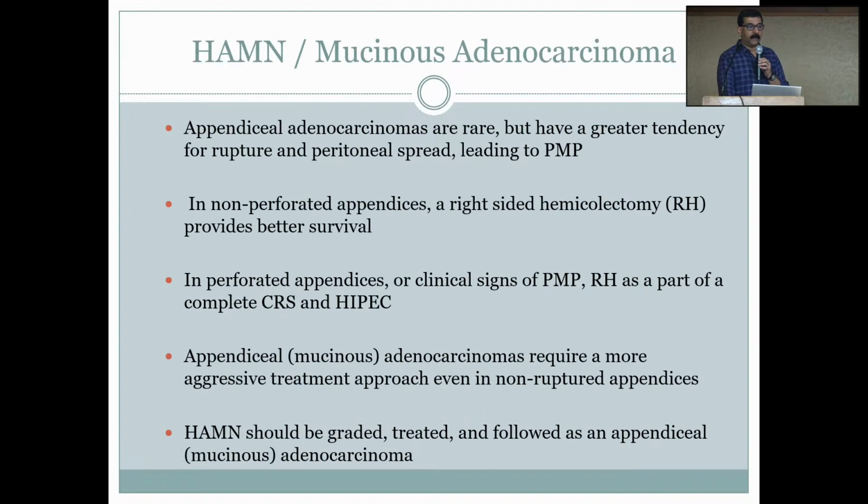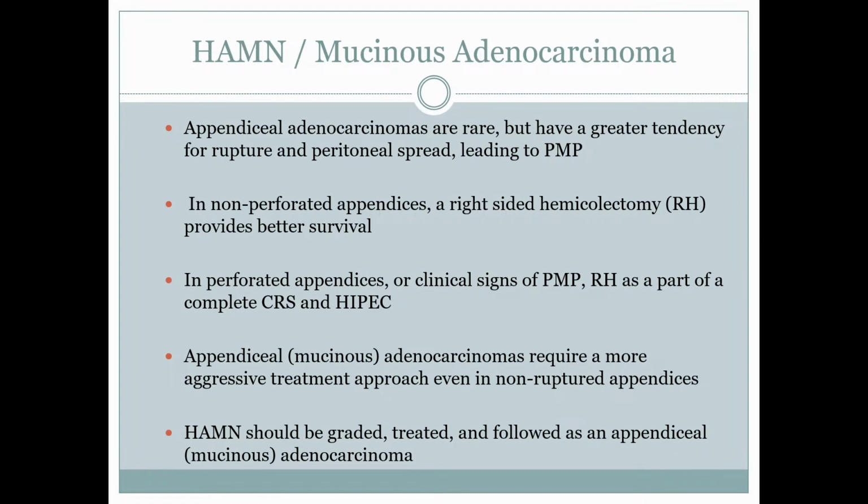For HAMN, for any practical purpose, high-grade mucinous neoplasms are considered and managed according to the protocol for the mucinous tumors, the adenocarcinomas of the appendix. Because the chance of recurrence is high in HAMN, treatment also goes according to the adenocarcinomas.